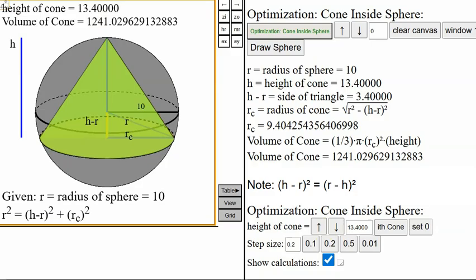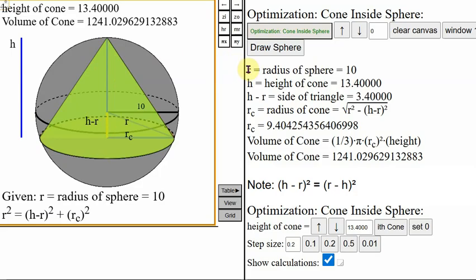Now let's look at the relationship between the radius of the sphere and the radius of the cone and see how they are related. Here the radius of the sphere is fixed, given as 10. For the cone, the distance from the top of the sphere to the middle of the cone is the height of the cone. From the center of the sphere to the top of the sphere, this is the radius. And so this is r.